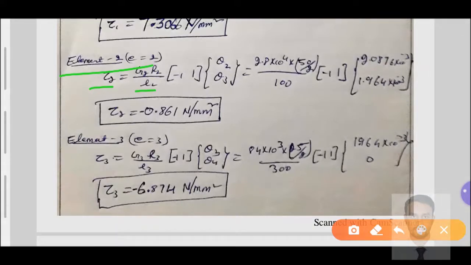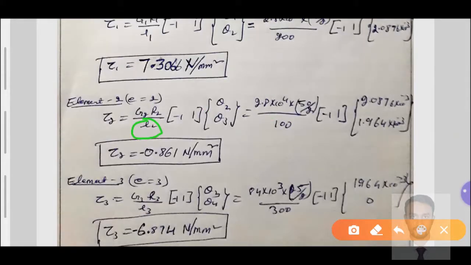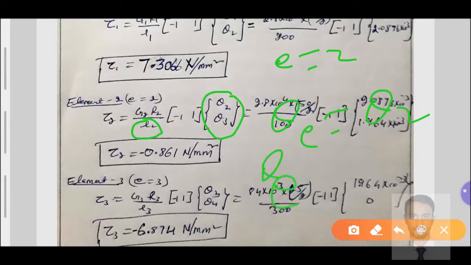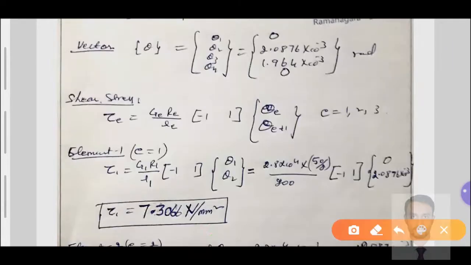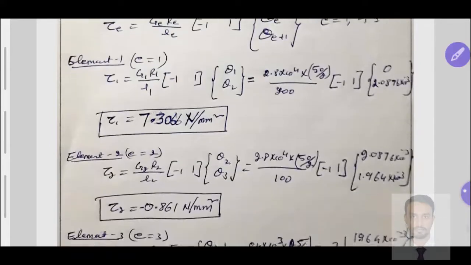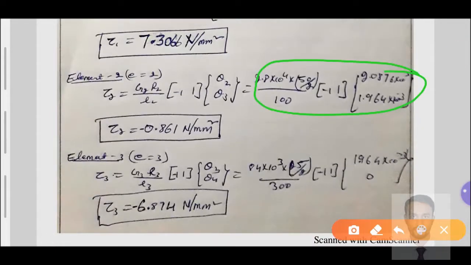Similarly, for element number 2, we have tau 2 equals G2 R2 divided by L2 times minus 1, 1 times theta 2, theta 3. Then substitute all those values; only L2 and these values change. When I say E equals 2, theta E becomes theta 2, and theta E plus 1 becomes theta 3. These values we have found, so take down these two values for element number 2, substitute here, and calculate this matrix. You will get the shear stress induced in element number 2, which equals minus 0.861 Newton per millimeter square.